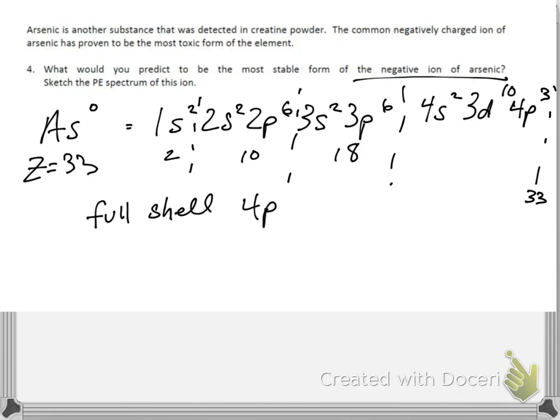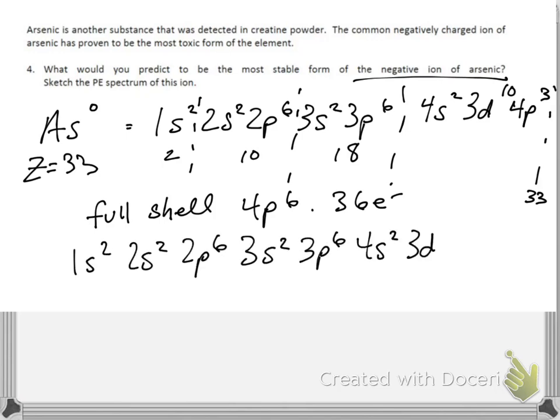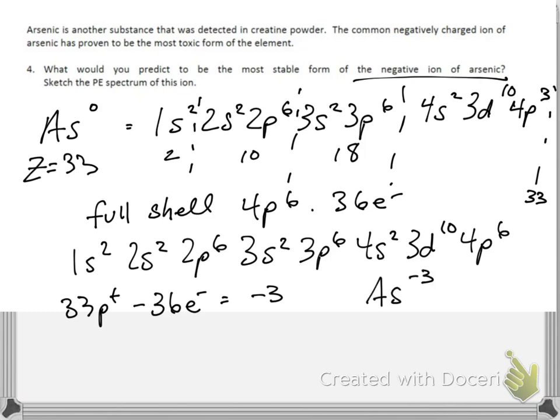But for the full outer shell of 4p6, we need a total of 36 electrons. So if we had 36 electrons for arsenic, we would have the full outer shell. We only have 33 protons. If we did have 36 electrons, the total charge would be -3. So the most stable form of the negative ion of arsenic would be -3.